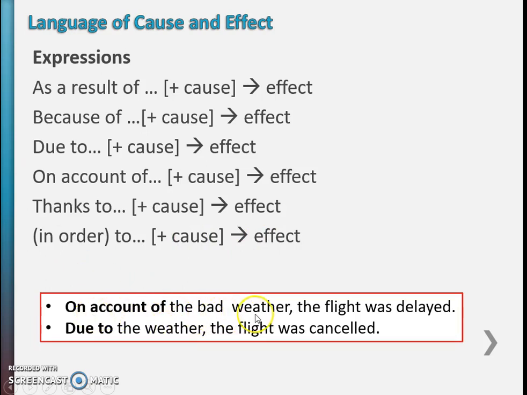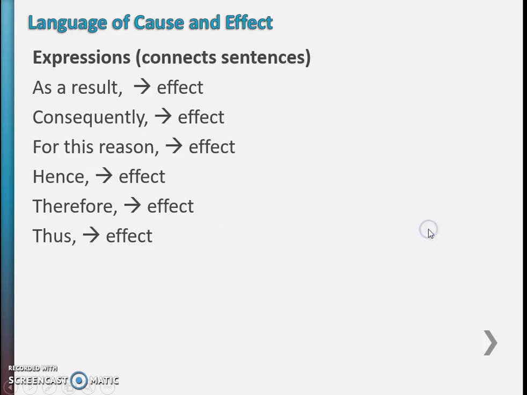On account of bad weather, the flight was delayed. What was the cause? Bad weather. What happened? The result? The flight was delayed. Due to the weather, the flight was canceled. And we can see how these expressions usually come before a cause. Sometimes these expressions will be in a sentence, as in the previous slide, or sometimes they can connect two sentences.